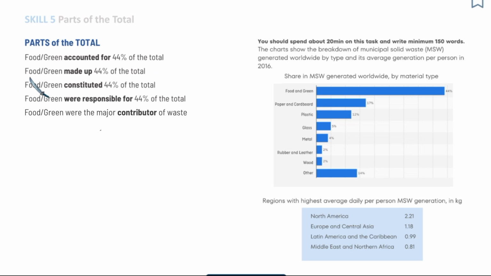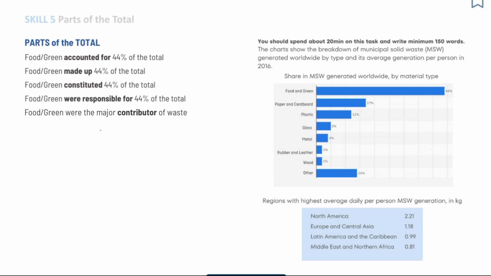Next option is made up. Food and green made up 44% of the total. We can use the word constituted. Food and green constituted 44%. We can also use food and green were responsible for 44%.